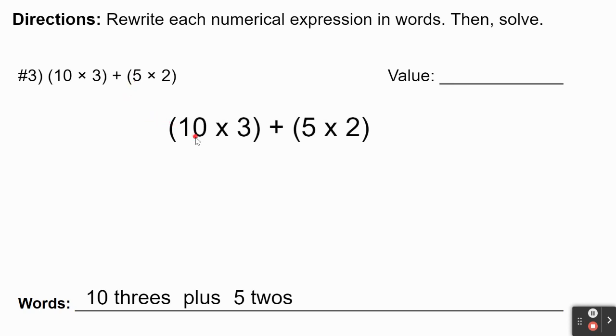Here, we're going to go ahead and solve what's inside the parentheses first. 10 times 3, which is 30. And we're going to be adding that to the answer that's inside the parentheses here. 5 times 2 is 10. So we'll be adding 30 plus 10, which is 40. So the value of this expression, or the answer, is 40.